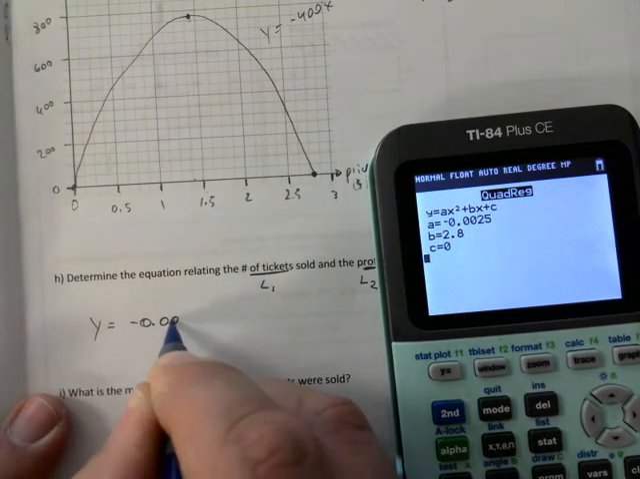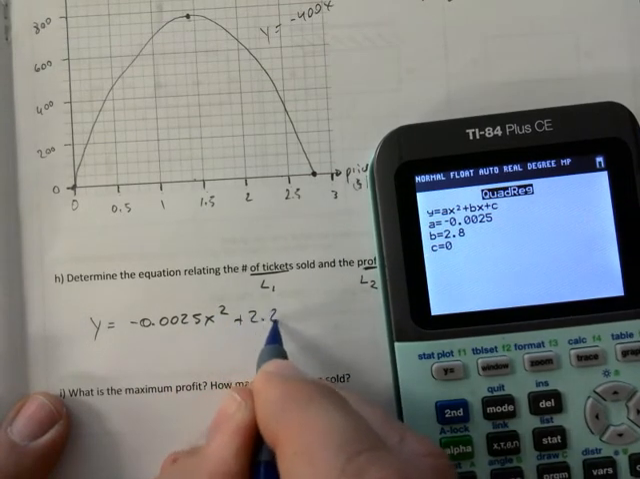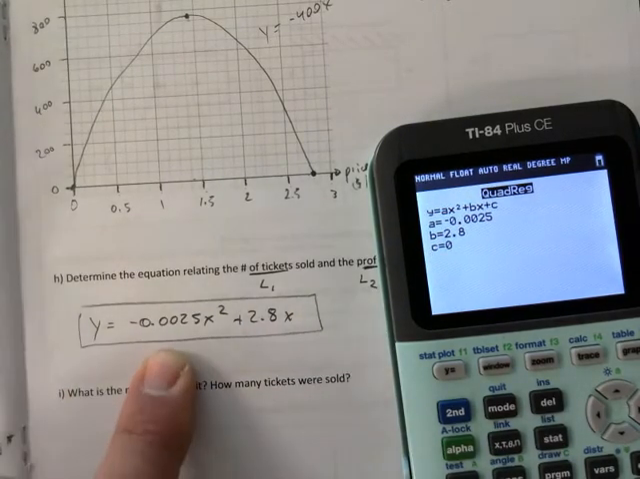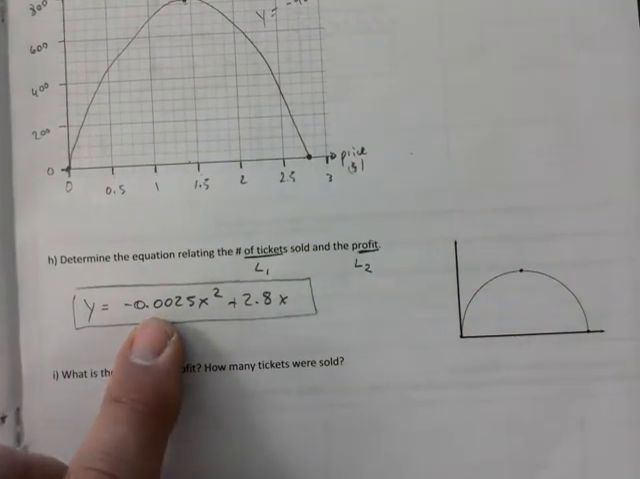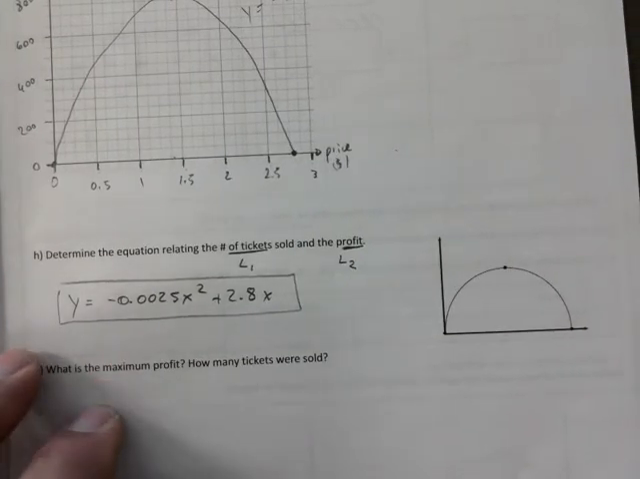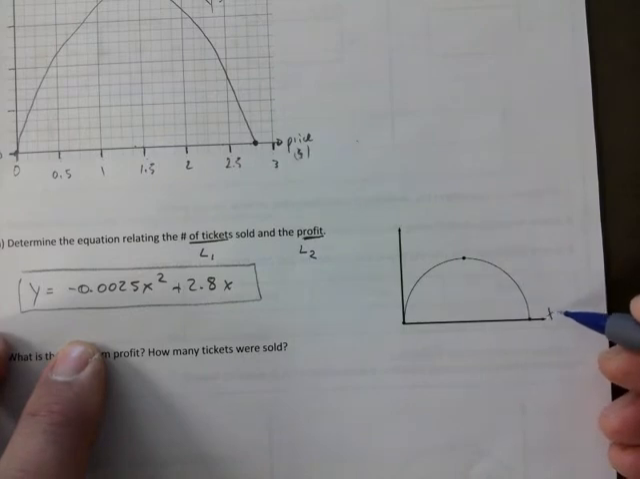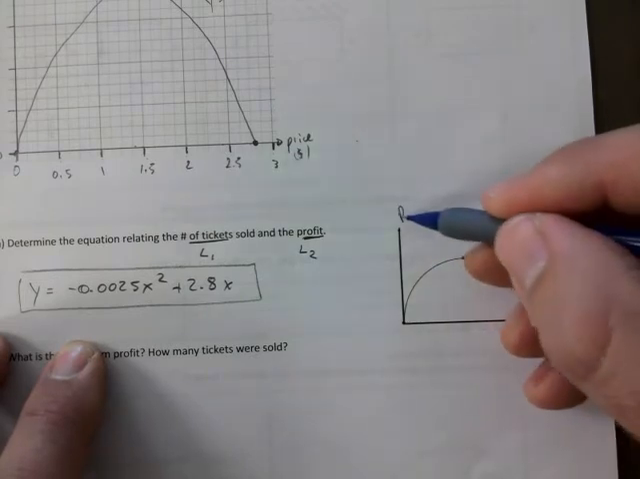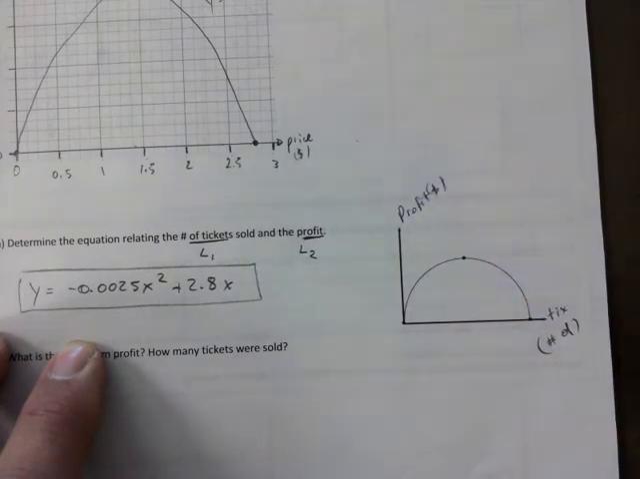Negative 0. I'm going to use all the decimals because it's just there. Plus 2.8x. And remember, you're now depicting the number of tickets sold. So yes, it will be a different parabola. Let's go over to this graph here. And here you have tickets, and we'll say number of. Those are our units. And we still have profit here. That still stays the same.